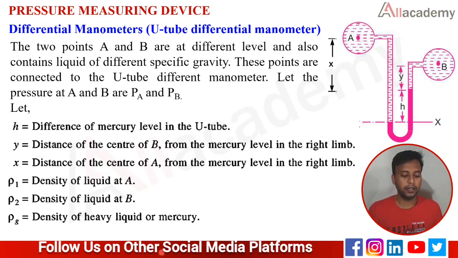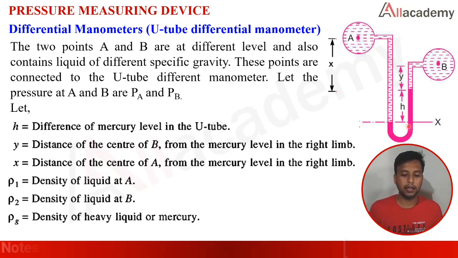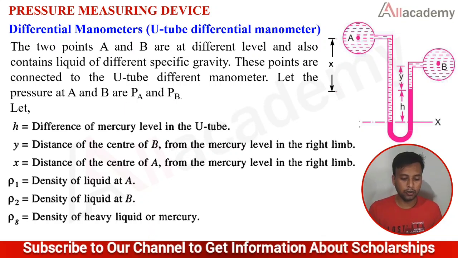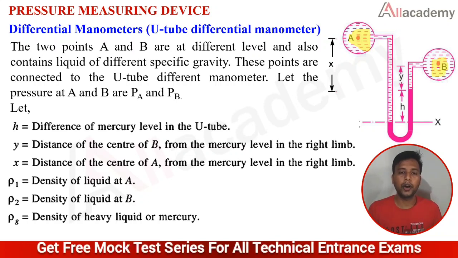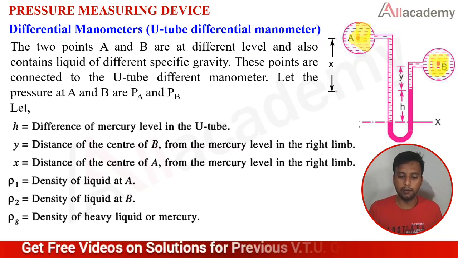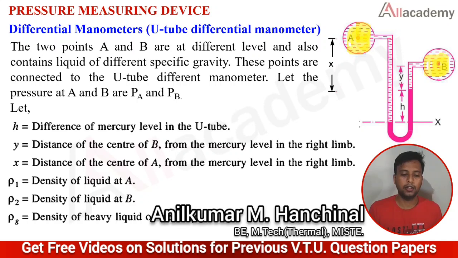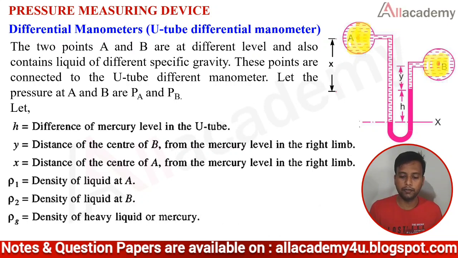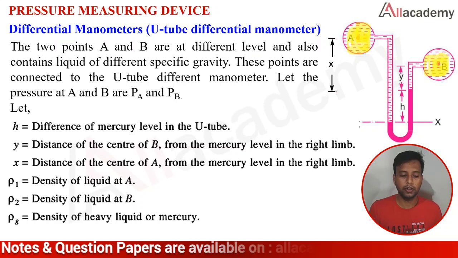Now here, this is the first type, the differential U-tube manometer. I want to measure the pressures at points A and B. In all the previous cases only one point was shown, and here the two points where the unknown pressure is to be measured are given: point A and point B. These are connected at different levels, and when there is a pressure difference, obviously the liquid levels will differ.